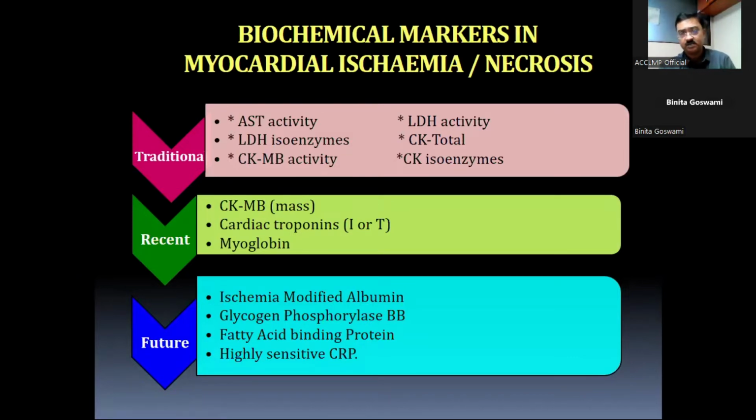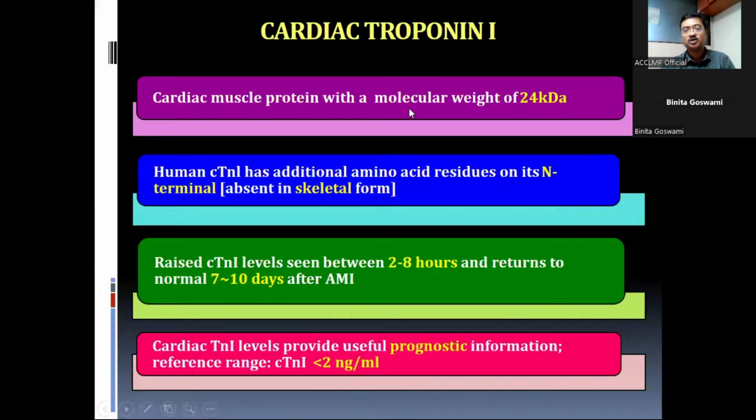High sensitive CRP is more a prognostic marker than a diagnostic marker. So these are the markers coming up in the market later on. Now, if we talk about cardiac troponin I, this is the champion now.